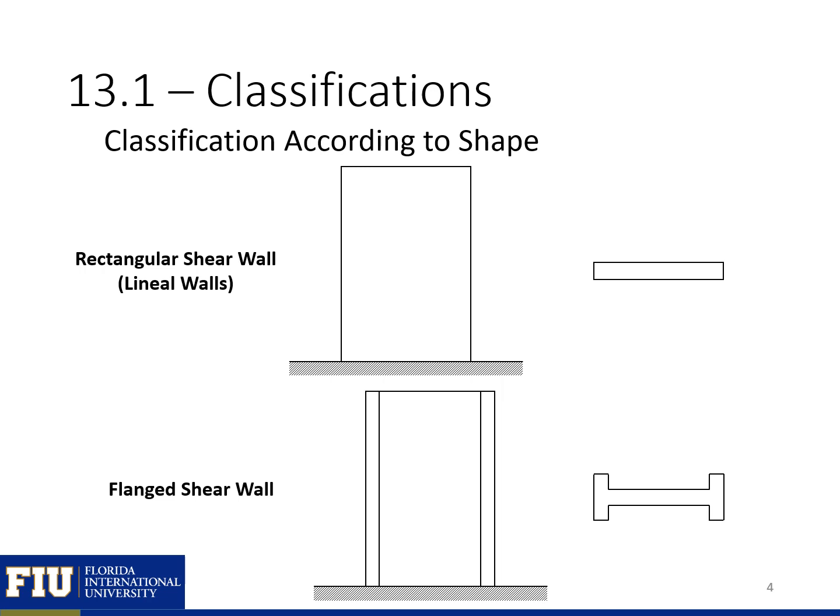On the next few slides, we'll go through classification of shear walls according to shape. The most basic shear wall shape is a rectangular shear wall, or lineal wall. This wall is just a rectangular wall, and a system of rectangular walls can be used in a lateral force resisting system. Another type of shear wall is a flanged shear wall. It's similar to a rectangular shear wall, except you can concentrate reinforcement in the flanges at the end of the wall. So you'd have more flexural capacity in a flanged shear wall.